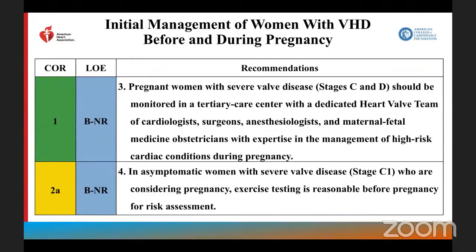And for pregnant women with severe valve disease stages C and D should be monitored in a tertiary care center with a dedicated heart valve team of a cardiologist, a surgeon, anesthesiologist, and a maternal fetal medicine obstetrician with expertise in the management of high-risk cardiac conditions during pregnancy as a class 1. And for asymptomatic women with severe valve disease stage C1 who are considering pregnancy, exercise testing is reasonable before pregnancy for risk assessment as a class 2A.